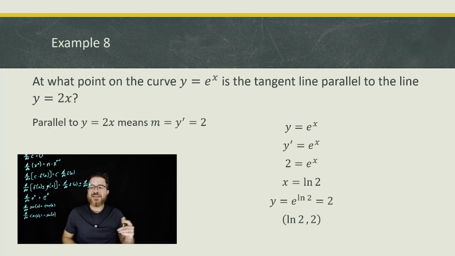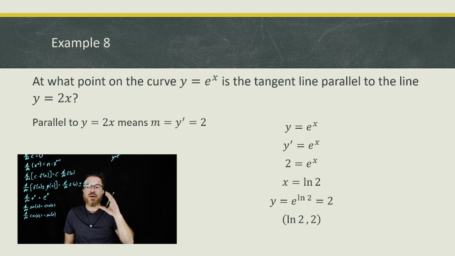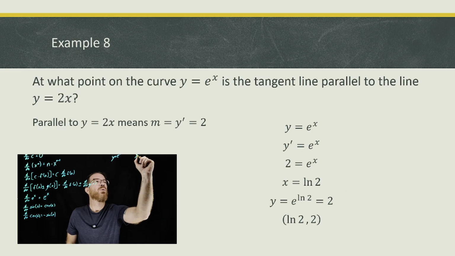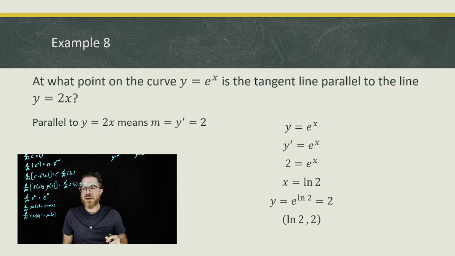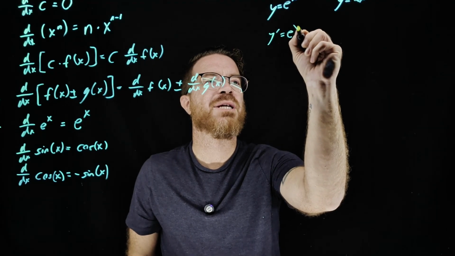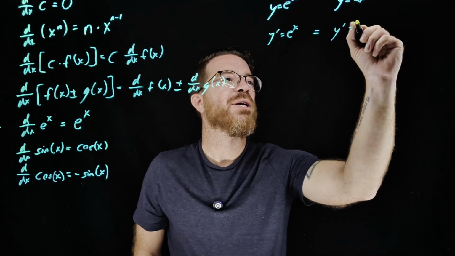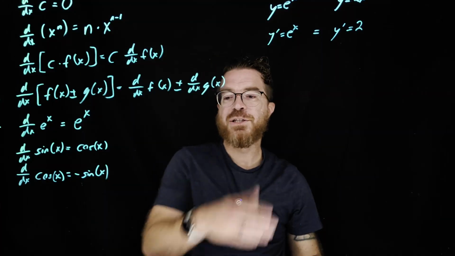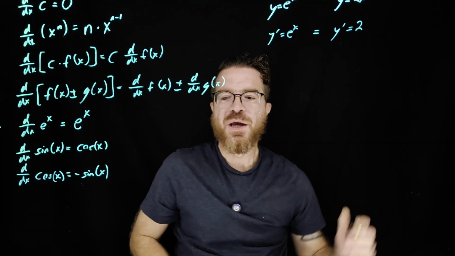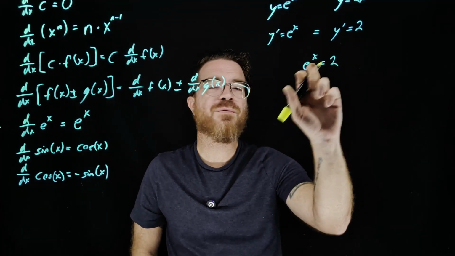The next question we want to look at is, at what point is the tangent line to the curve y equals e to the x parallel to the line y equals 2x? So what does it mean that the tangent lines are parallel? It means that the derivative of this, which is of course going to be e to the x, is going to be equal to the derivative of this, which is equal to 2. So pretty much what we're saying is, when is e to the x equal to 2? So we'll set it up with e to the x equals 2.